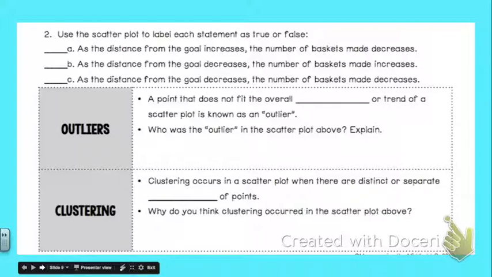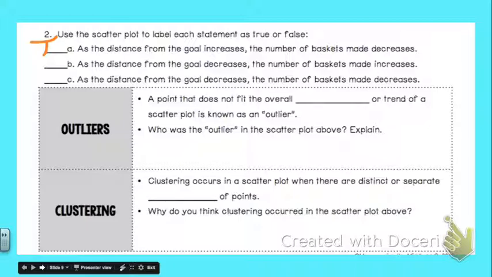So A, it says, as the distance from the goal increases, the number of baskets made decreased. Well, that is a true statement, because as you can see on your graph, the further from the goal the boys were, the number of baskets got smaller and smaller, so it decreased.